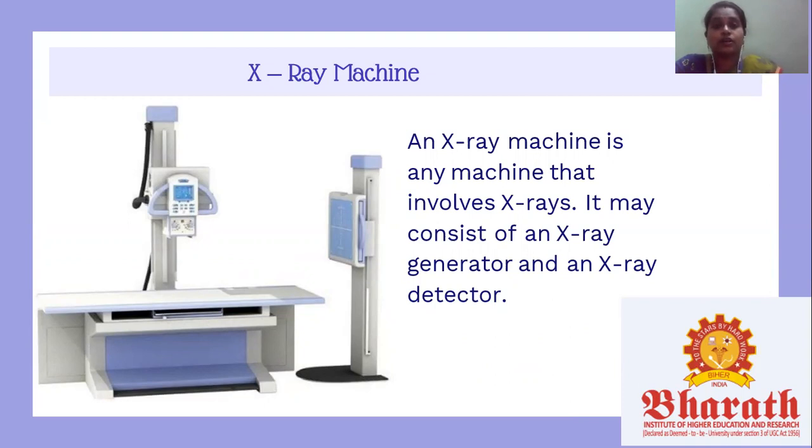This diagram represents the whole of the X-ray machine, which has the bed, the X-ray detector, and the console, which helps to increase or decrease the amount of radiation which can be produced and which has to fall onto the patient.